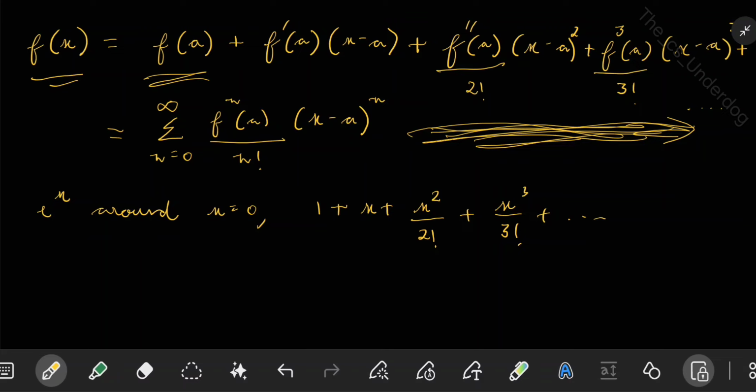Let us say similarly you want to approximate sin x around x equal to 0. If you want to do that, then it will be something like this: x minus x cube by 3 factorial plus x power 5 by 5 factorial minus x power 7 by 7 factorial and so on. So you understood the pattern, right? Similarly, you can do for other functions as well.